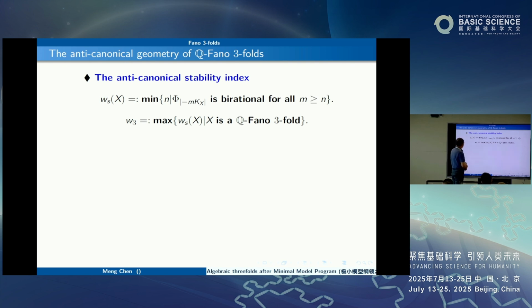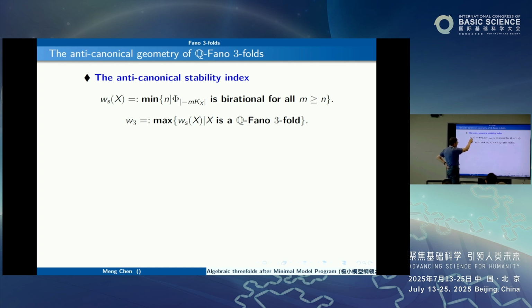Okay. So on the other hand, we can study anti-canonical geometry. That means we can study such a question. We define the anti-canonical stability index. This is the minimal number n such that for any integer m larger than n, the anti-m-canonical system, -mK, defines a birational map. This is a stable birational map.